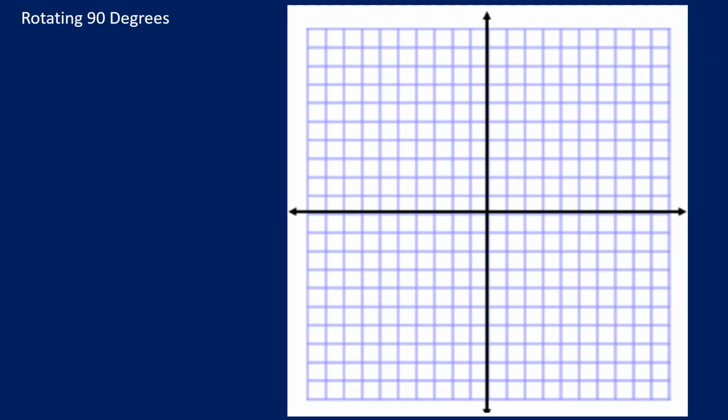Rotating 90 degrees is going to be very similar. So let's just say we start with a point, right here. Let's not do 3, 3. Let's do like 4, 2. And I'll just call that A. Let's say we're going to rotate 90 degrees, and let's say we're doing it clockwise. So we want to go this way.